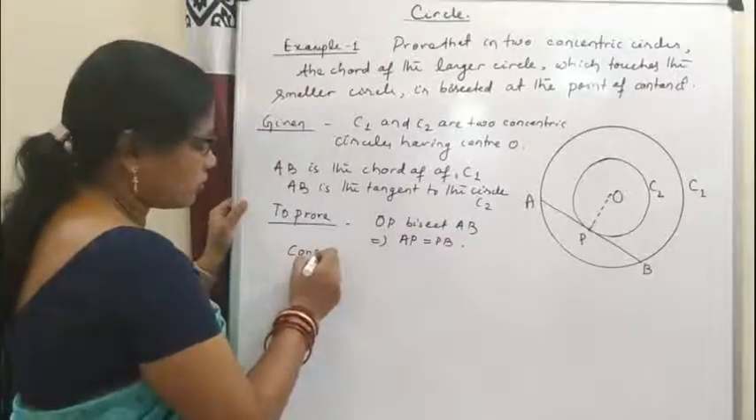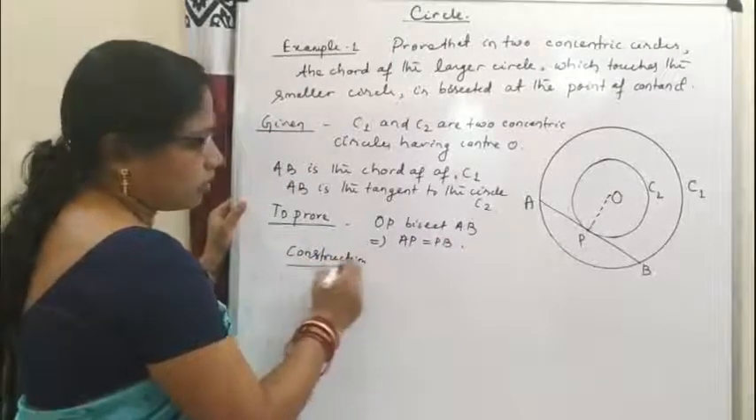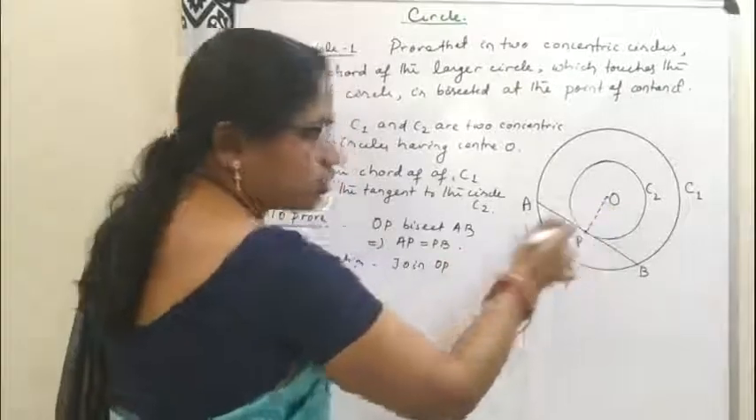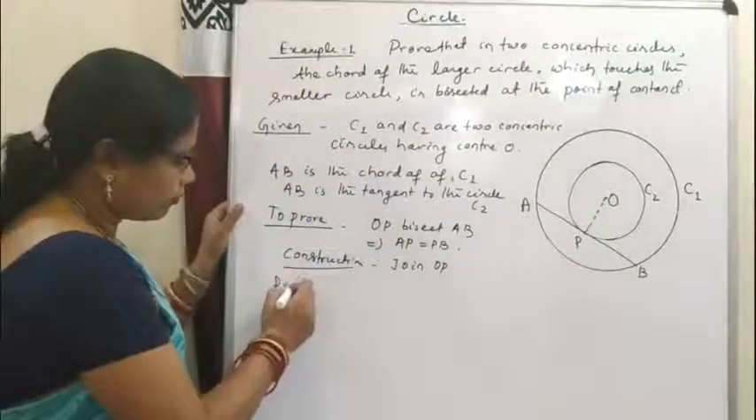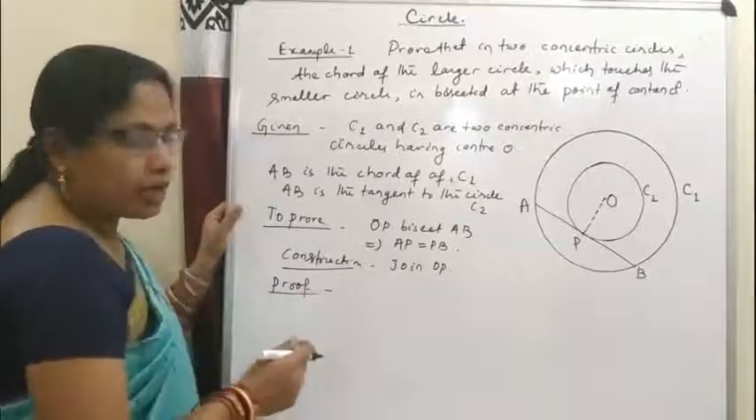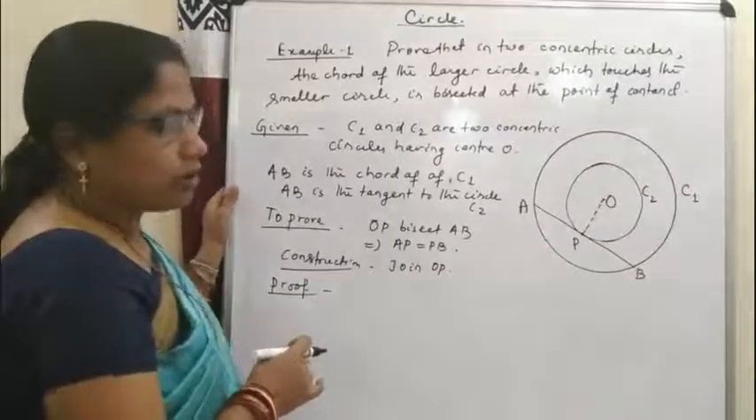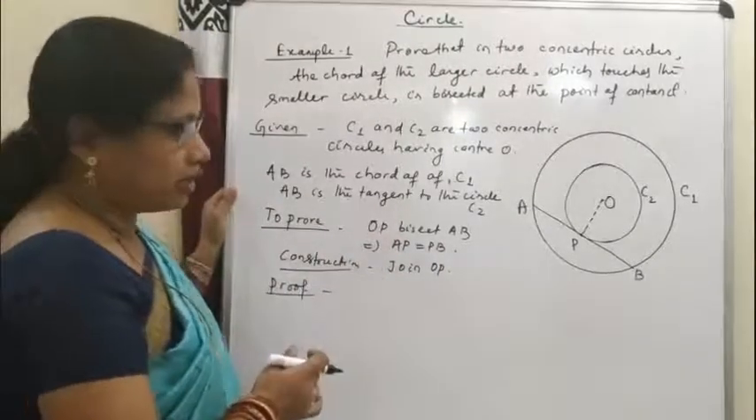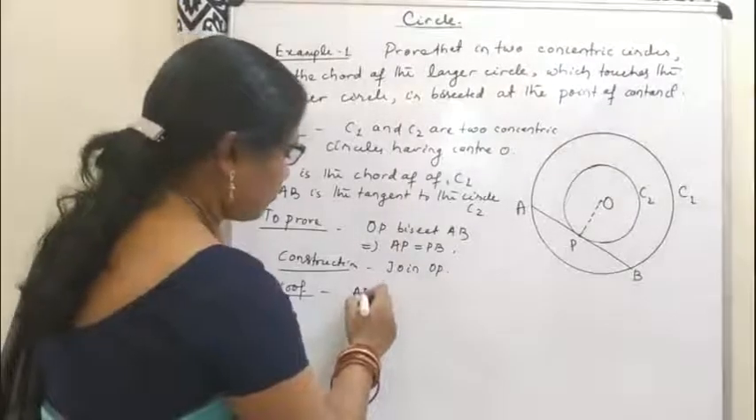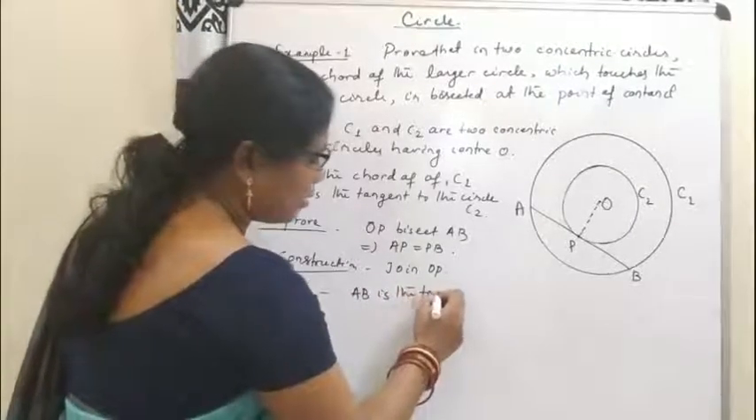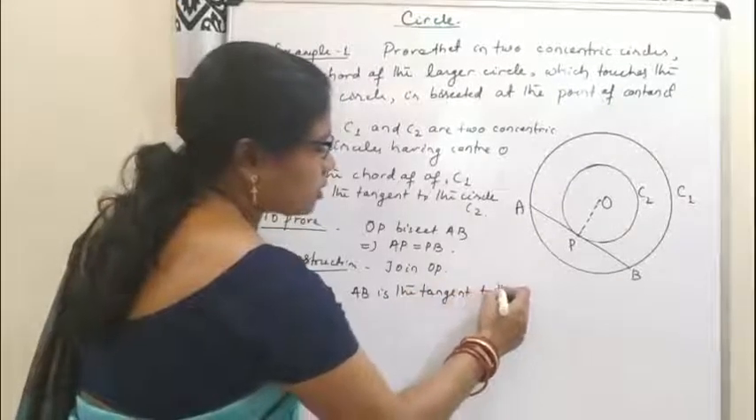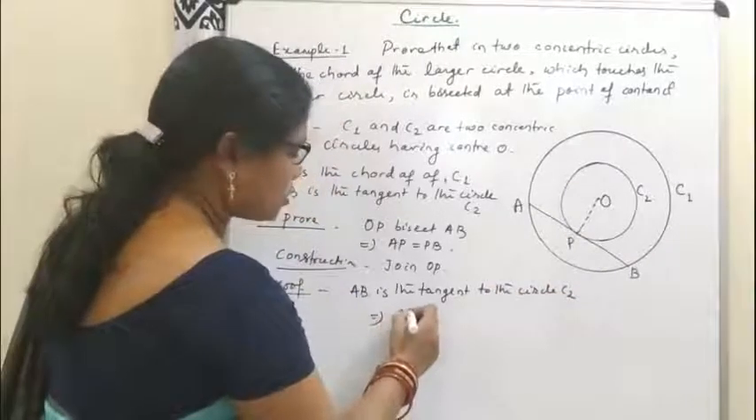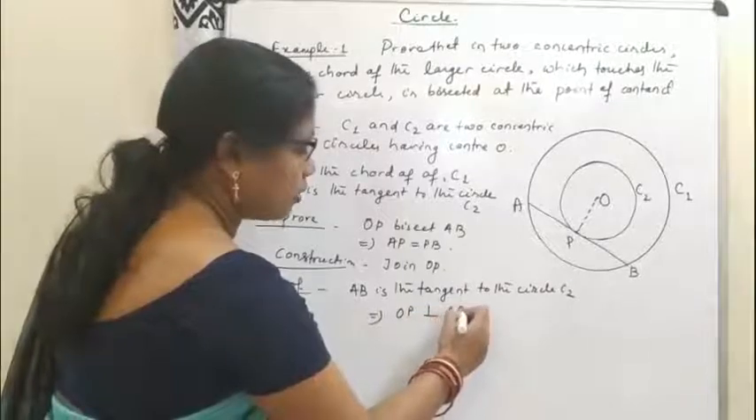Then construction. Join OP. I have joined here, join OP. Then prove. In our first theorem, we proved that the angle between the tangent and the radius at the point of contact is 90 degrees. So first, AB is the tangent to the circle C2. So this implies OP is perpendicular to AB.